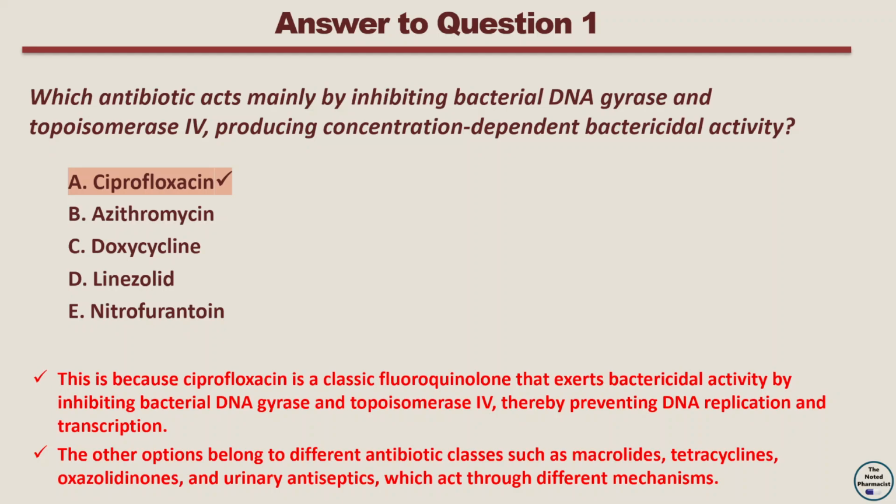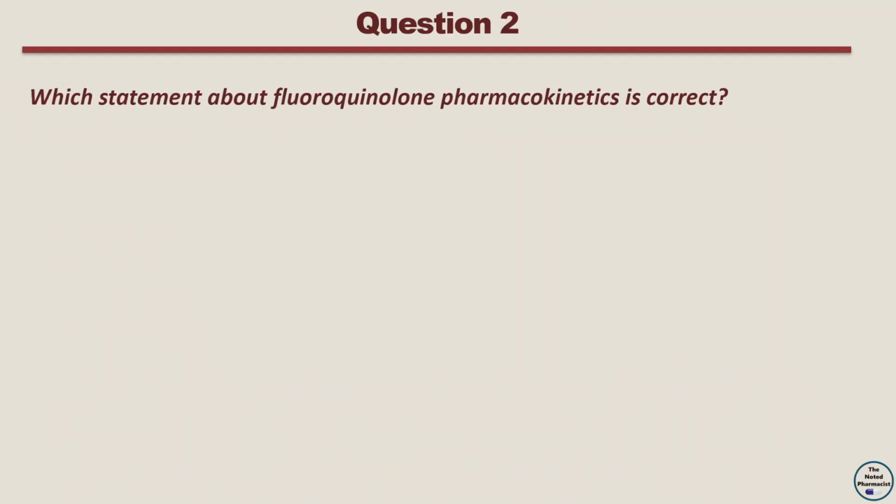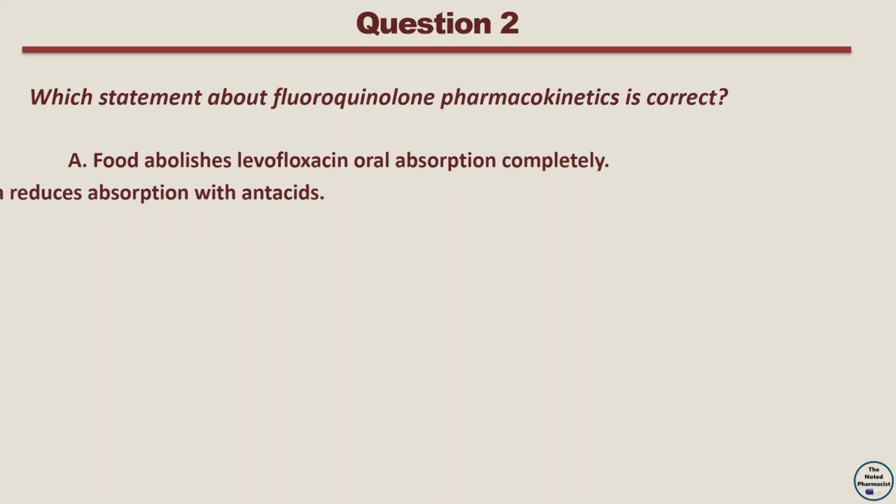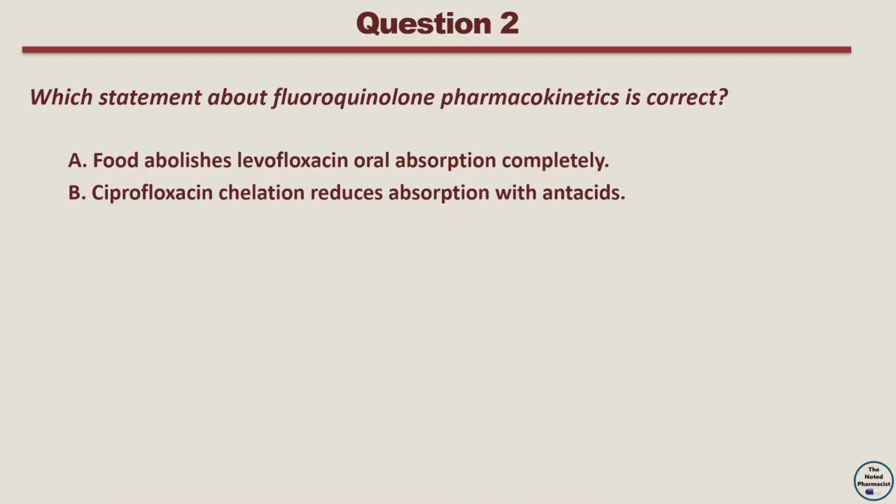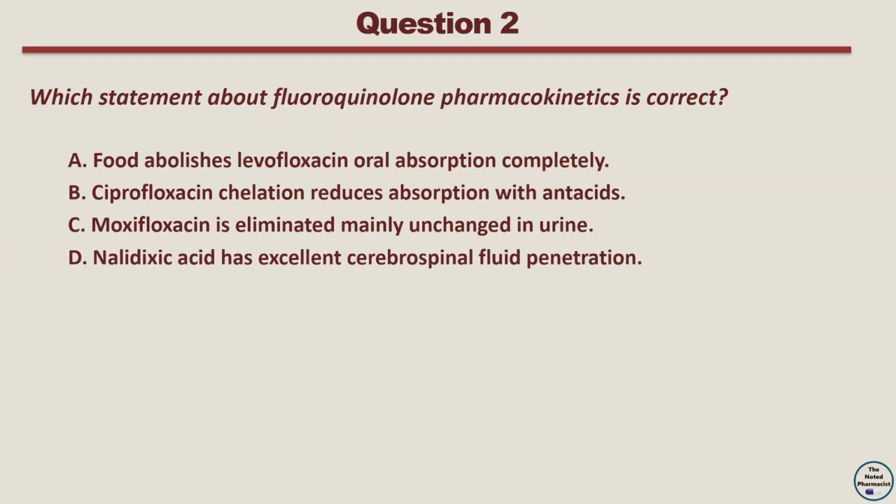mechanisms. Question 2. Which statement about fluoroquinolone pharmacokinetics is correct? Option A. Food abolishes levofloxacin oral absorption completely. Option B. Ciprofloxacin chelation reduces absorption with antacids. Option C. Moxifloxacin is eliminated mainly unchanged in urine. Option D. Nalidixic acid has excellent cerebrospinal fluid penetration. Option E. Fluoroquinolones are inactivated by hepatic first pass.